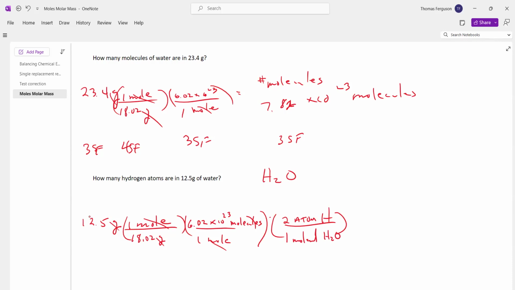Just like with the bicycles, 2 to 1. Because you have to have that third conversion to get it from molecules to atoms, just like when we did the bicycles to wheels conversion. So that's the setup. And remember, 90% of the credit is right there. No need to use your calculator.